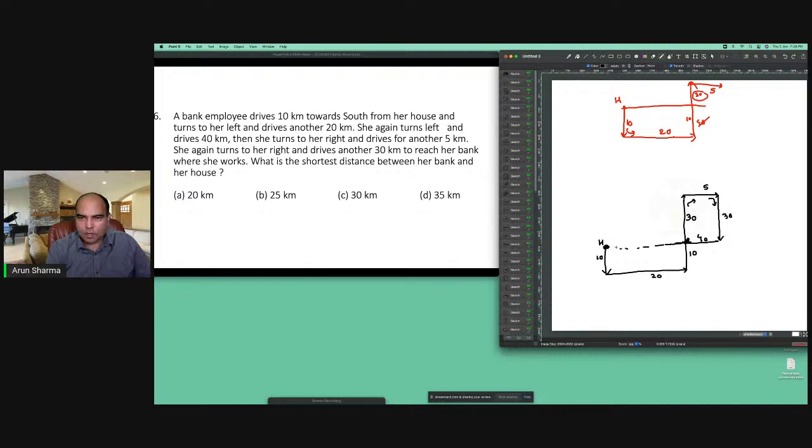And the distance from her house to the bank where she works, the shortest distance, is essentially 20 kilometers here and 5 kilometers there. This 40, don't get confused by this 40. This 40 was the distance of this. So 20 kilometers here and 5 kilometers there. So option B is the right answer in this question. That was the solution of this question.